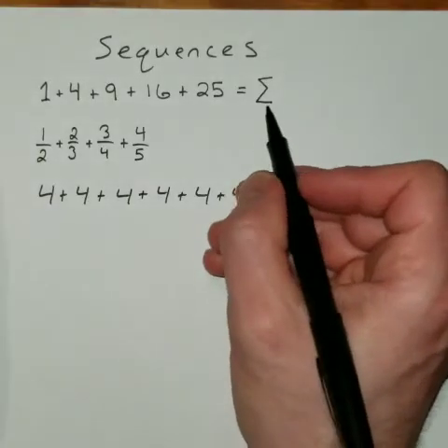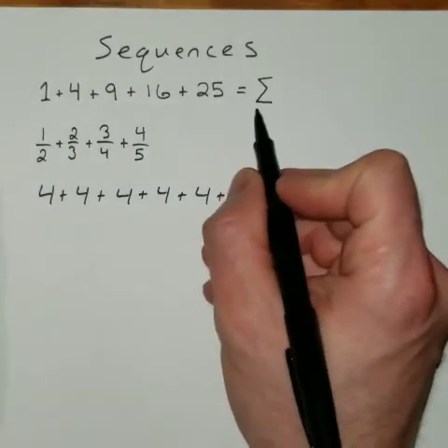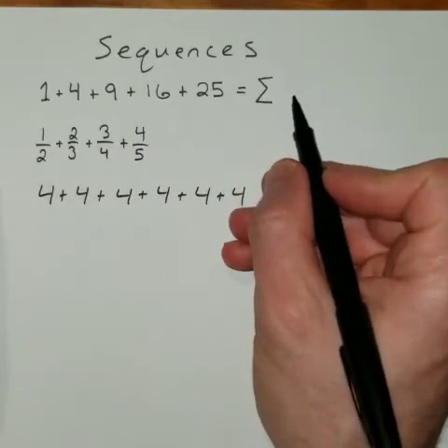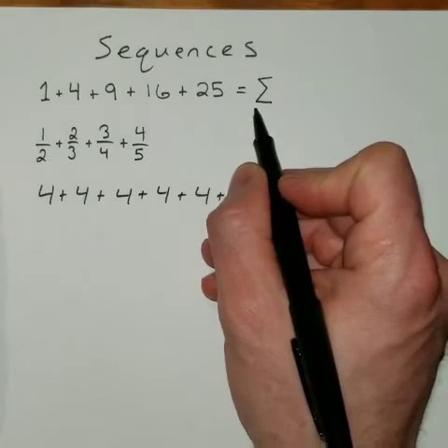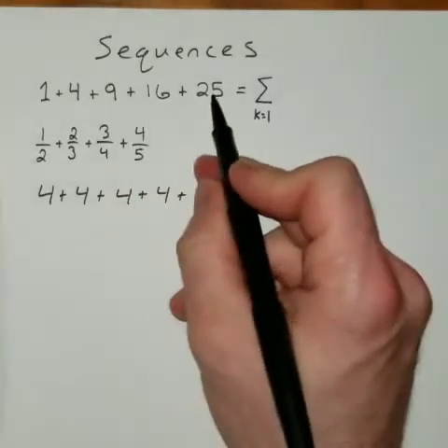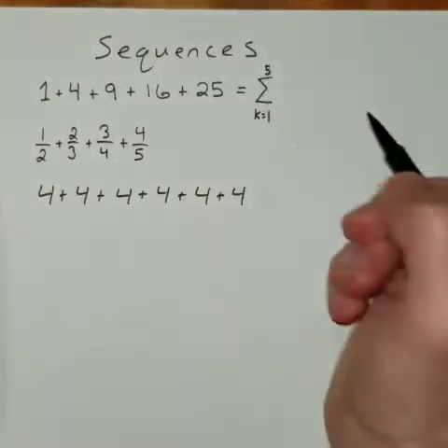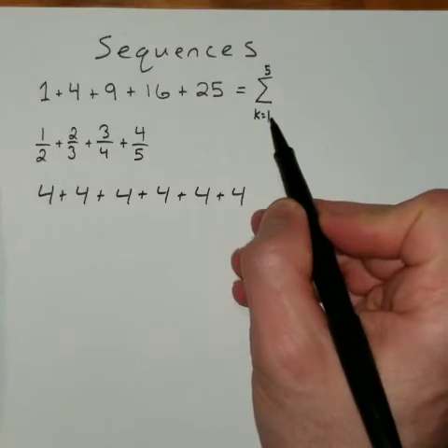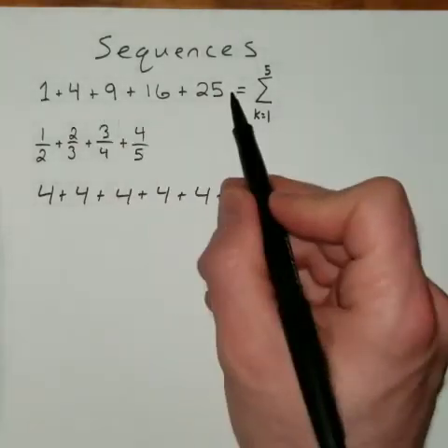And we're going to call those k values. The positions are going to be k's when we deal with sums, and n's when we deal with sequences. But really the k's and the n's are the same. So this is a k value that starts at 1, that's the position, and goes up to 5. So 5 goes on the top. Okay, so the 1 to 5, those are the position numbers in the sequence.